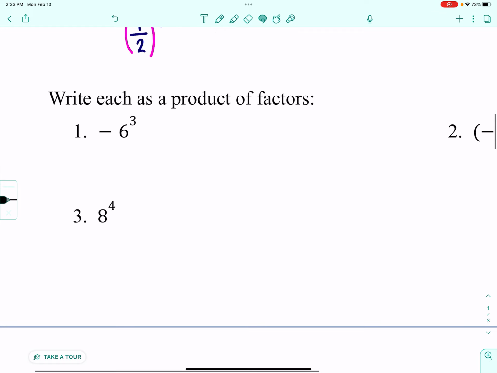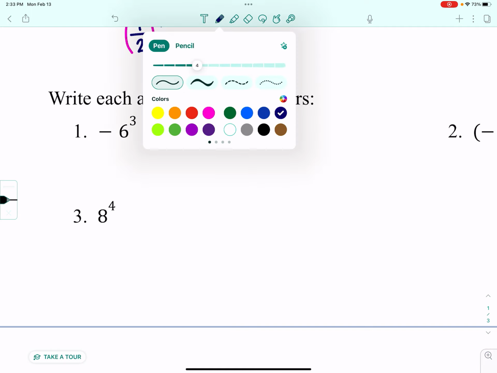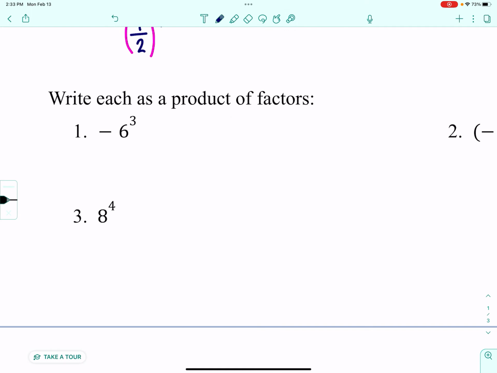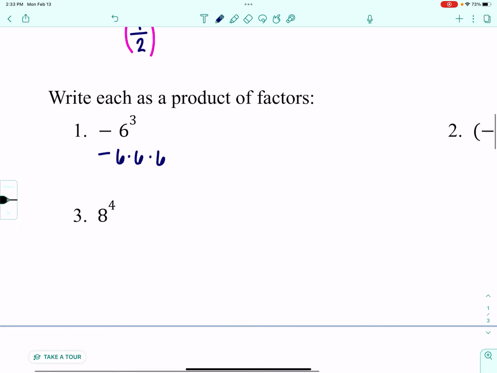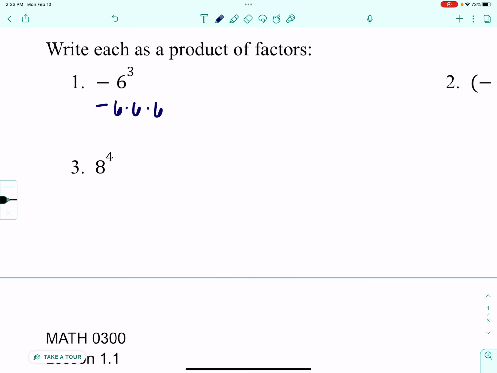Next, we're supposed to write each as a product of powers, or product of factors. Make sure you're paying attention to what you're doing. If you look at number 1, we don't have parentheses. So that means that negative sign only applies to the first 6, not the last 2. Number 3 is pretty straightforward. We just need 4 8s.